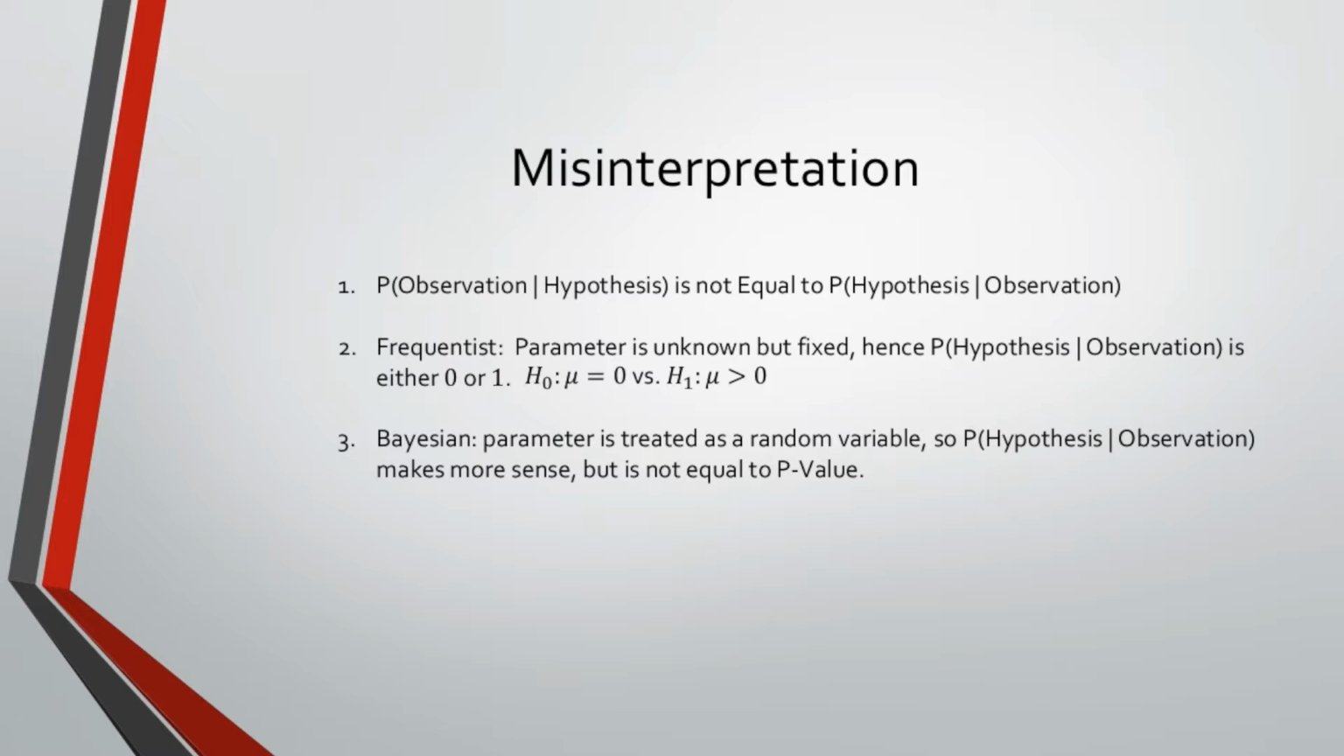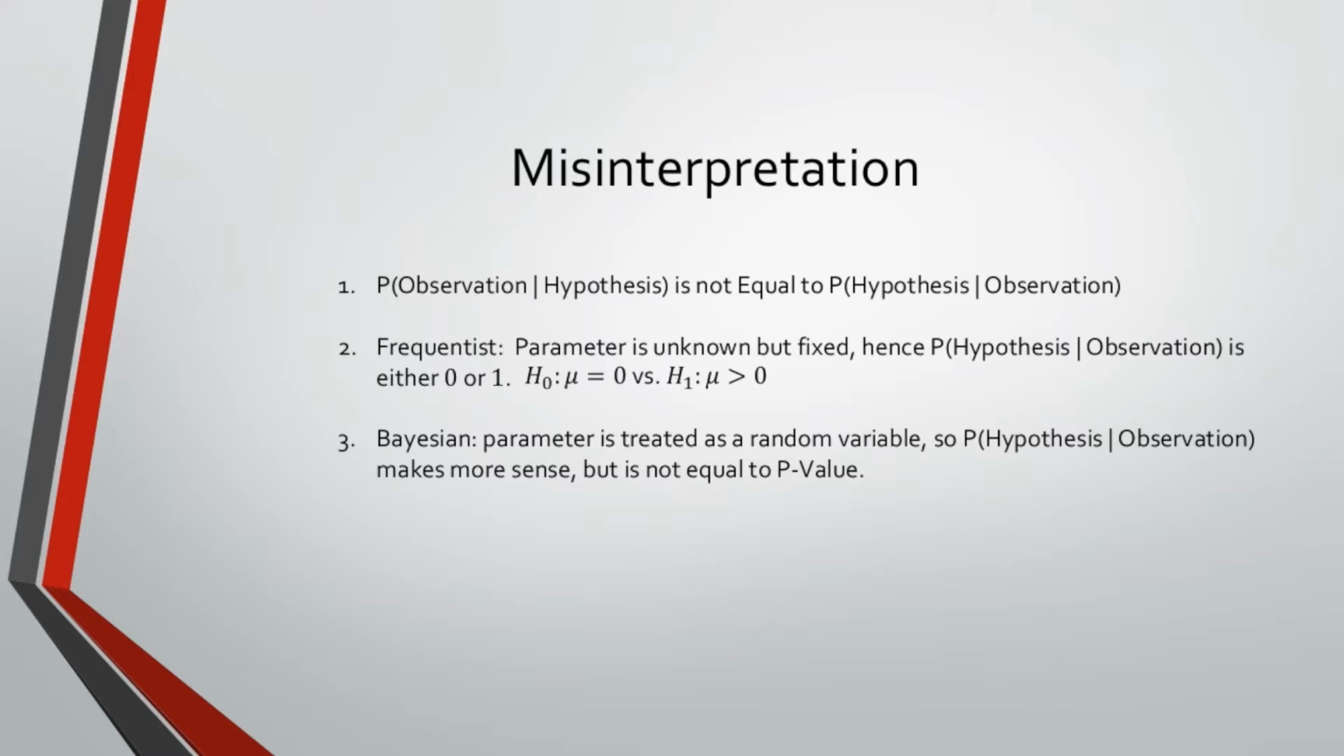Okay. In the Bayesian approach, they actually think of the parameter as a random variable. So they think of the mean as a random variable. And we're going to look at a very simple example of a Bayesian approach later on. Right? So in that case, you actually can think about the probability of the hypothesis, because the mean, mu, is not a fixed number, but a random number. And so this kind of makes sense, but it's not equal to what the p-value is computed.